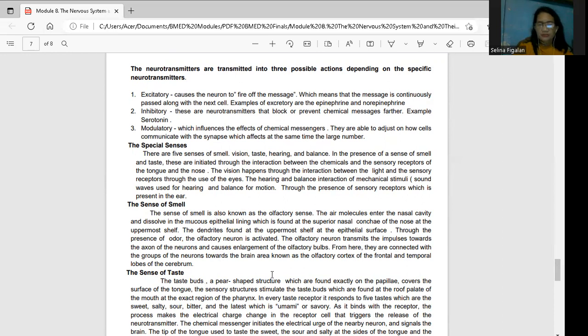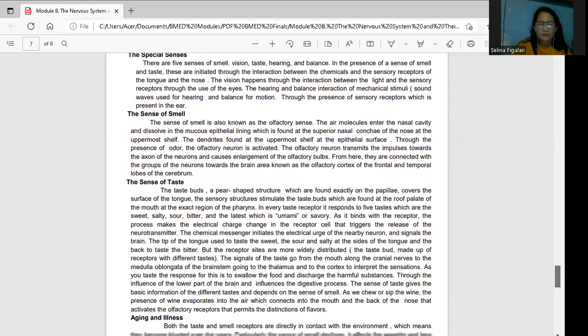The sense of taste. So meron kayong taste bud sa inyong tongue. Diba meron siyang pakiramdam about the taste ng food. Ito ba ay sour? Ito ba ay bitter? Ito ba ay sweet? Okay, as it binds with the receptor, the process makes the electrical charge change in the receptor cell. So magti-trigger ang pag-release ng neurotransmitters. So the chemical messenger initiates the electrical urge of the nearby neuron. So from cell to cell. Makikipag-communicate siya from cell to another cell and signals the brain to taste the bitter.